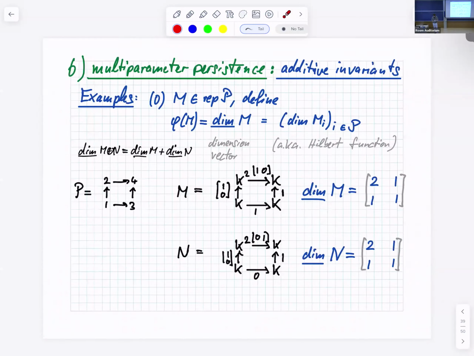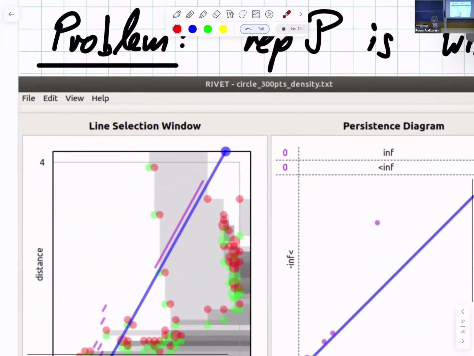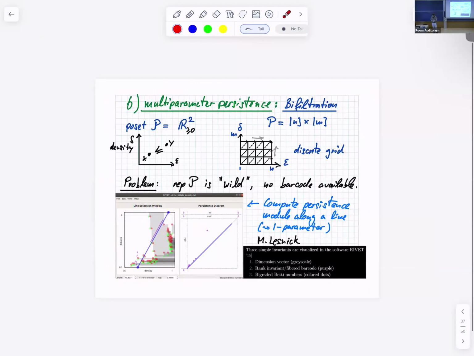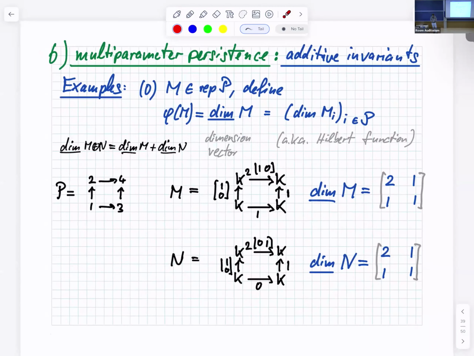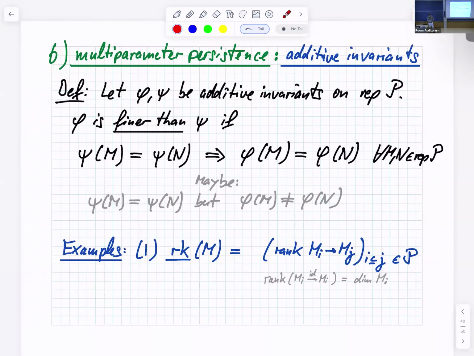It tells me I can visualize the module by the grayscale here. It's one-dimensional here and higher dimensional there. That's very good, but it doesn't really tell me anything about persistence. So we want to find other invariants that are able to distinguish more modules, okay? So we want to be able to distinguish more modules.